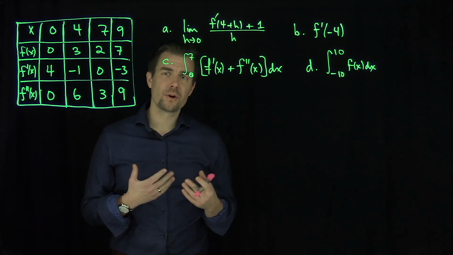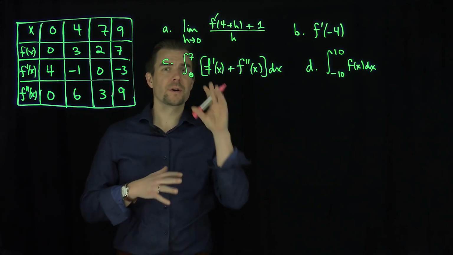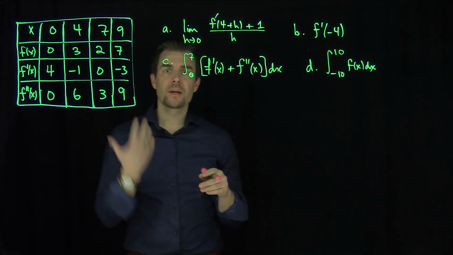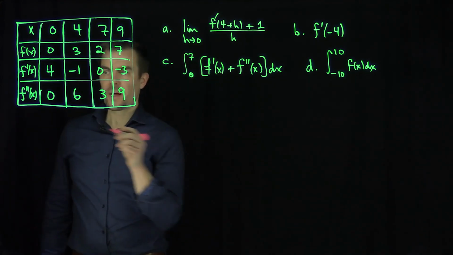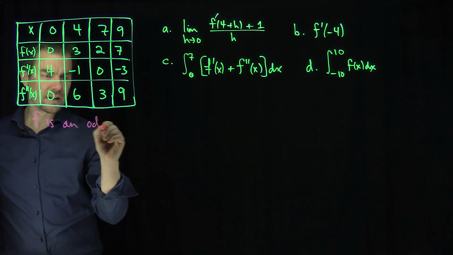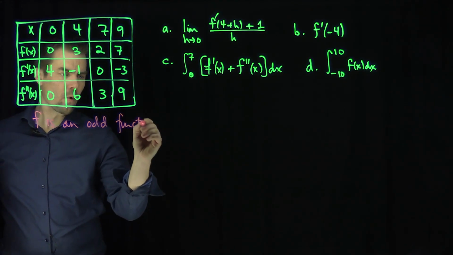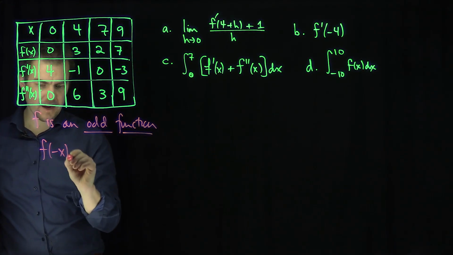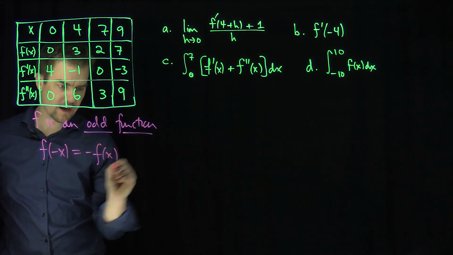Hello students, in this video we'll compute a whole bunch of different quantities that relate to calculus operations of a function f given a table of values. Let me also assume in this problem that f is an odd function. What do we know about odd functions? Odd functions mean that f of negative x is negative f of x.